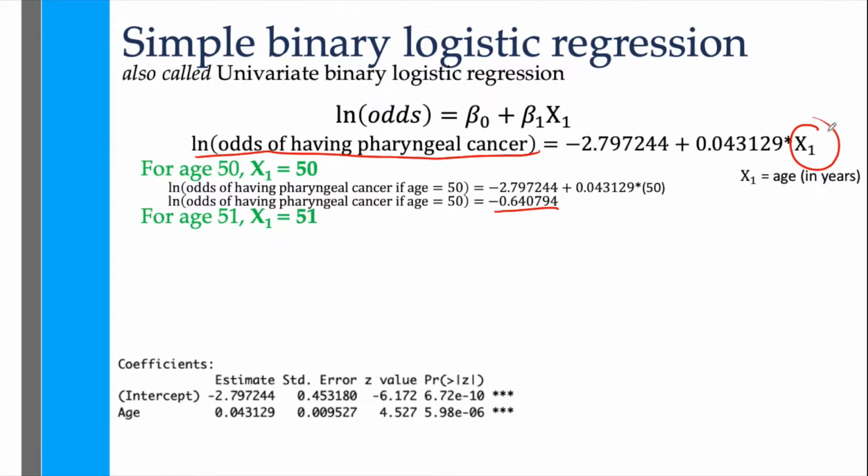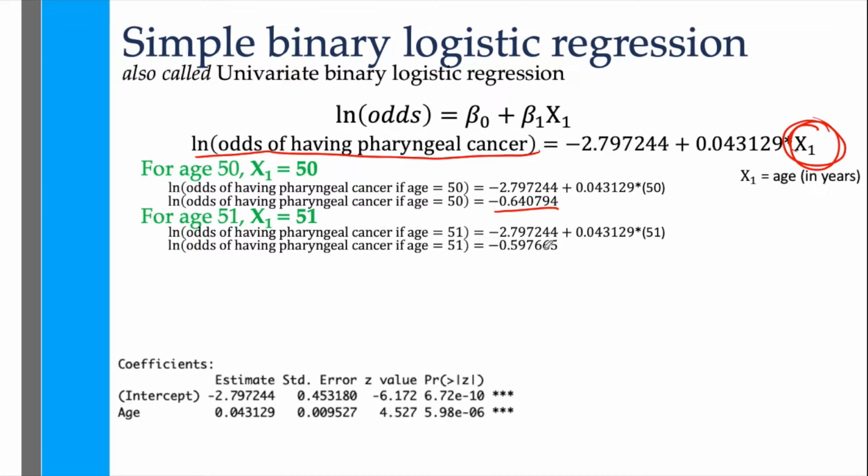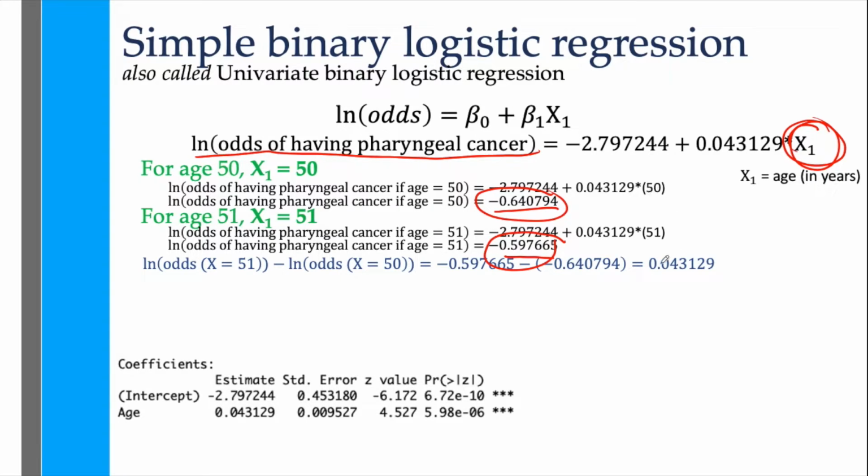Now, let's try to increase the age by 1, meaning a patient who is 51 years old. So, replacing x sub 1 with 51, we're going to have negative 0.597665. Now, what does this result tell us? If I'm going to subtract the ln of the odds for 51 years old minus the ln of the odds for 50 years old, we're going to have 0.043129, which is the one given by R.